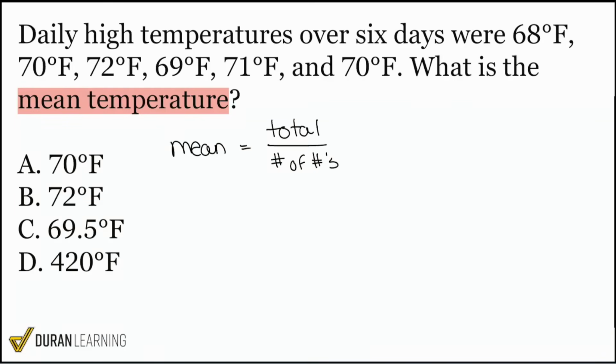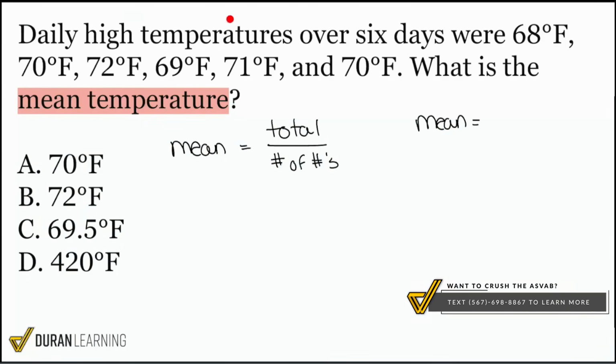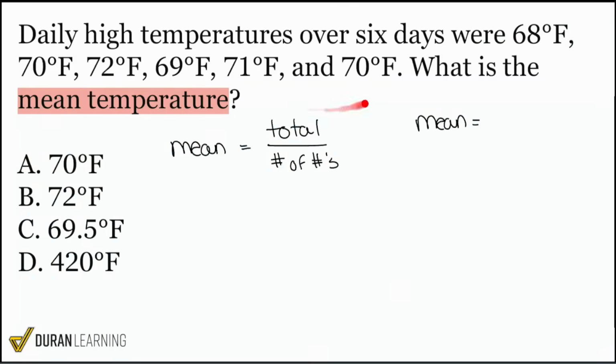And to do that, well, here we are. Let's get all of those values. It looks like it says the daily high temperatures over 6 days were 68 degrees Fahrenheit, 70 degrees, 72, 69, 71, and 70 degrees. Sounds good. So to calculate the mean, we are going to be adding up all of those values.